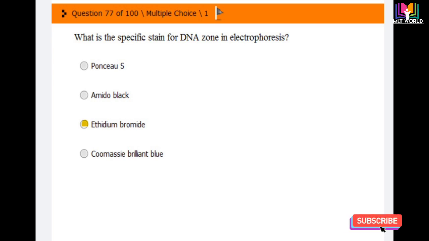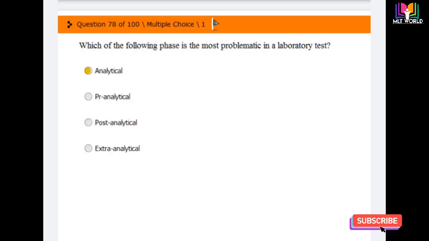Question number 77. What is the specific stain for DNA zone in electrophoresis? Options are: first option is Ponceau, sorry if I pronounce wrong, Ponceau. Next option is amido black. Third option is ethidium bromide, and last option is Coomassie brilliant blue. And the third option is easy to pronounce, that is ethidium bromide is the specific stain for DNA zone in electrophoresis.